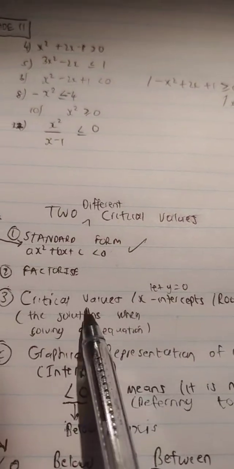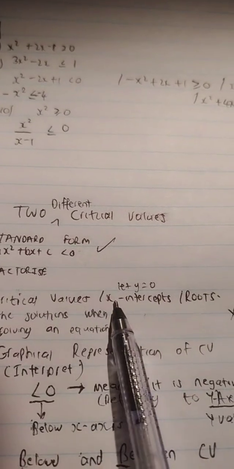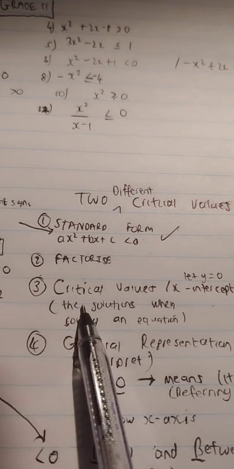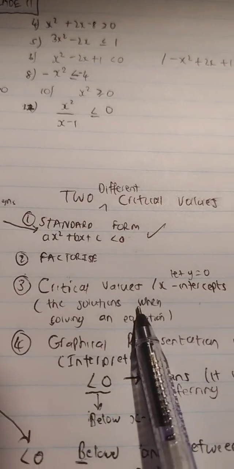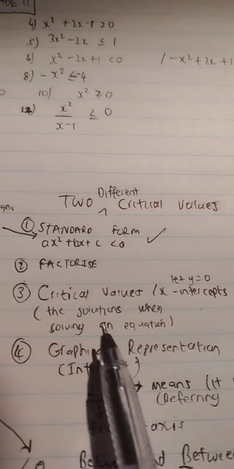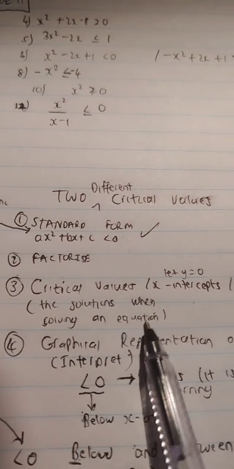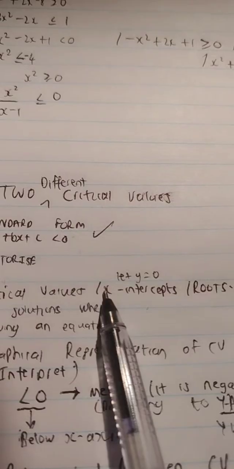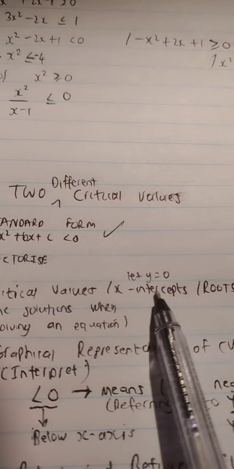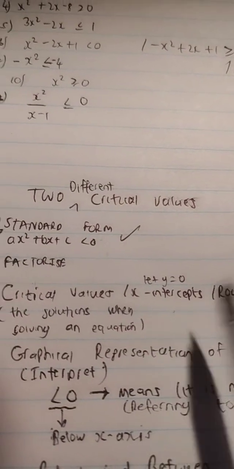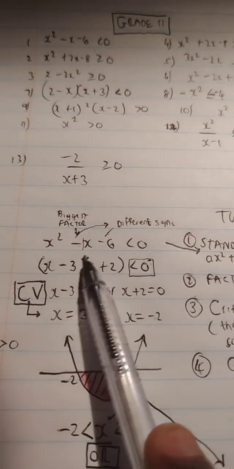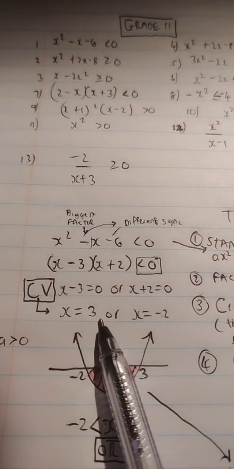Okay, I explained what critical values are, guys. Critical values are your x-intercepts or your roots. These are the solutions that you would have got if the expression was equated to 0. That's what critical values are. This helps me to note on my graph what the x values on the x-axis are, right? So you could take this bracket, equate it to 0, take that bracket, equate it to 0, and then solve for x.